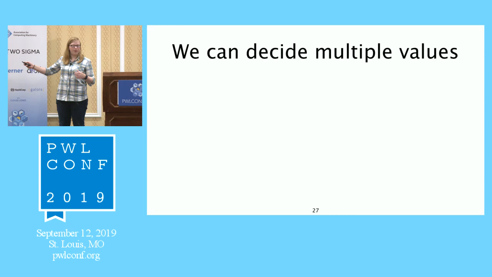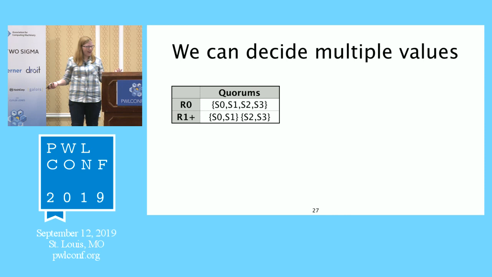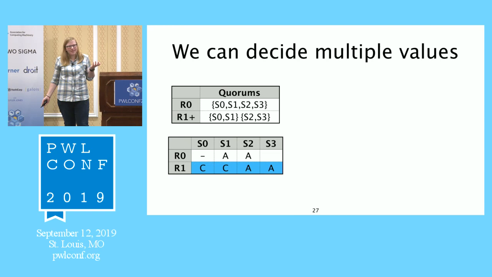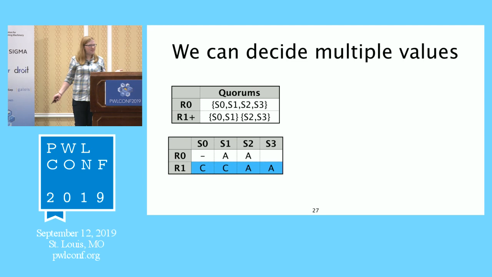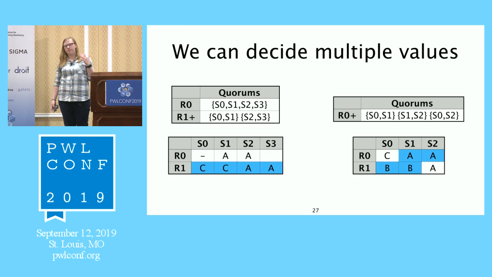They don't necessarily all decide the same value, though. So here we have a quorum table of some quorums, and here we have a problematic scenario, right? The clients are free to write whatever values they want to write and read whatever is there, and they've decided to write 2 different values. This isn't safe at all. And it's not just on the same register set that we can have this problem. We can also have this problem across register sets. So here we see both the value A and the value B have been decided.